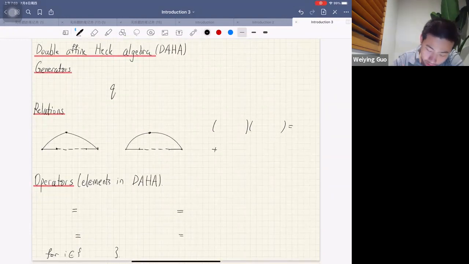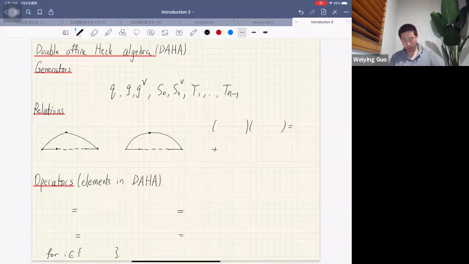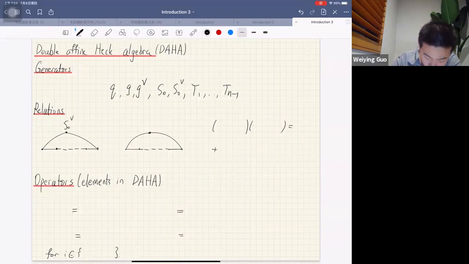The double affine Hecke algebra is generated by generators q, g, g check, and s0, s0 check, T1 to Tn minus 1. And there are a couple of important relations, but we're only going to state a few of them, which are easier to state. Firstly, those diagrams with T1, T2, to Tn minus 1. Those are the braid relations, and we have the second braid relation looking like this.